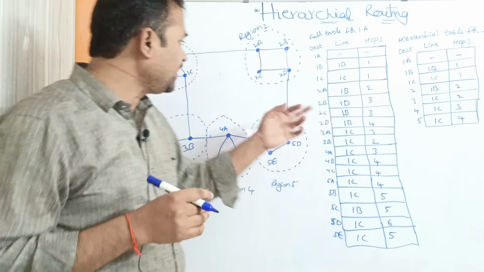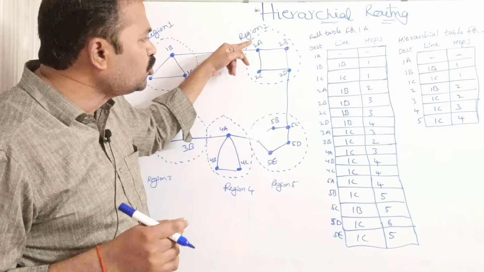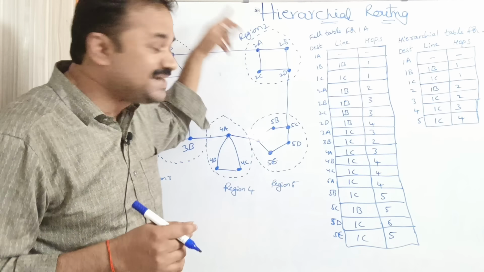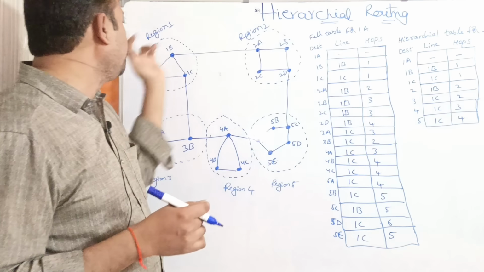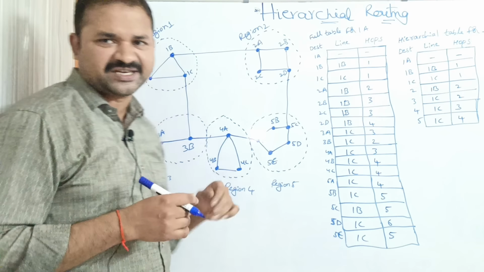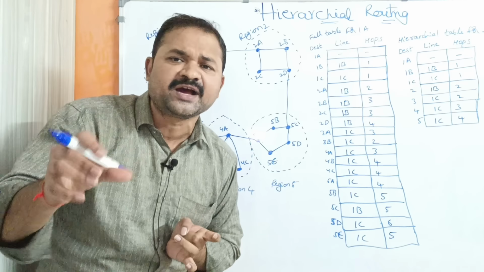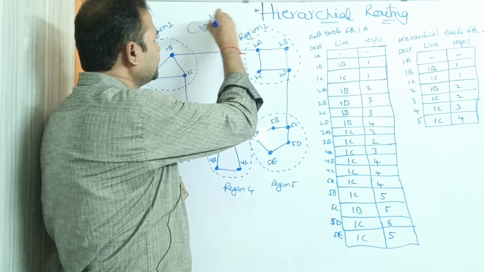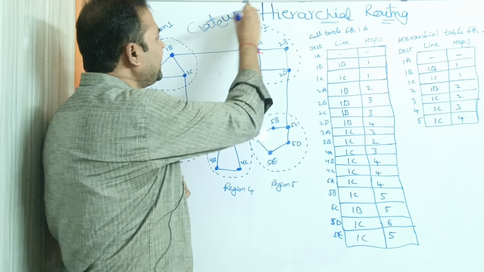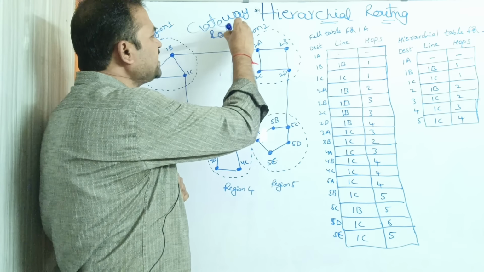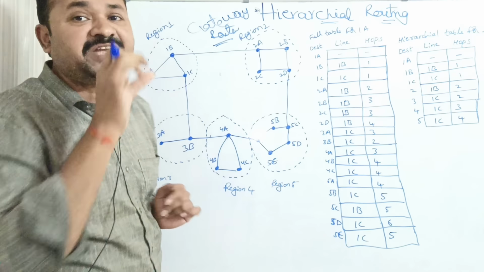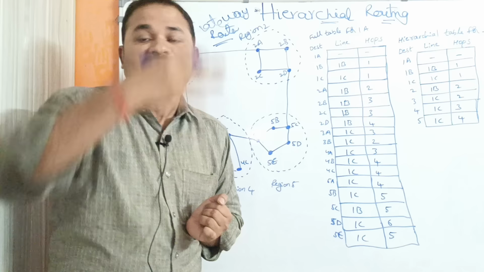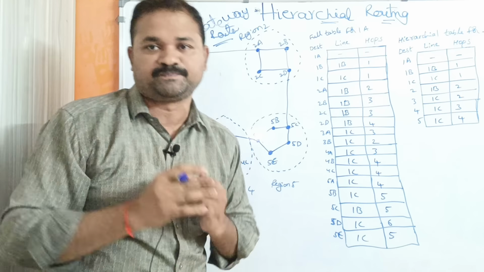So here what will happen? 2A knows about 2B, 2C, 2D, but 2A doesn't know how to route packets to region 1 routers. So in order to overcome this problem, we are using a gateway router. So what is a gateway router? A gateway router contains information about other region routers also.